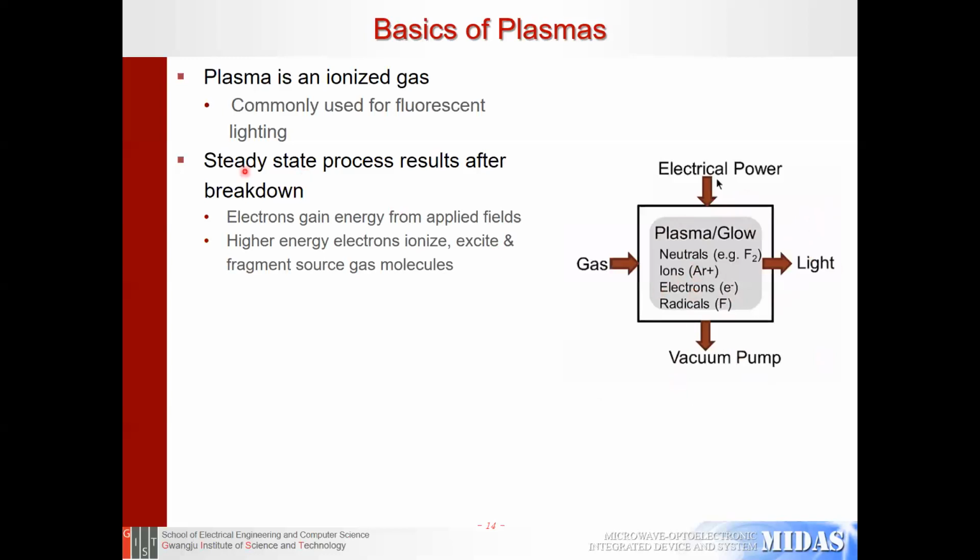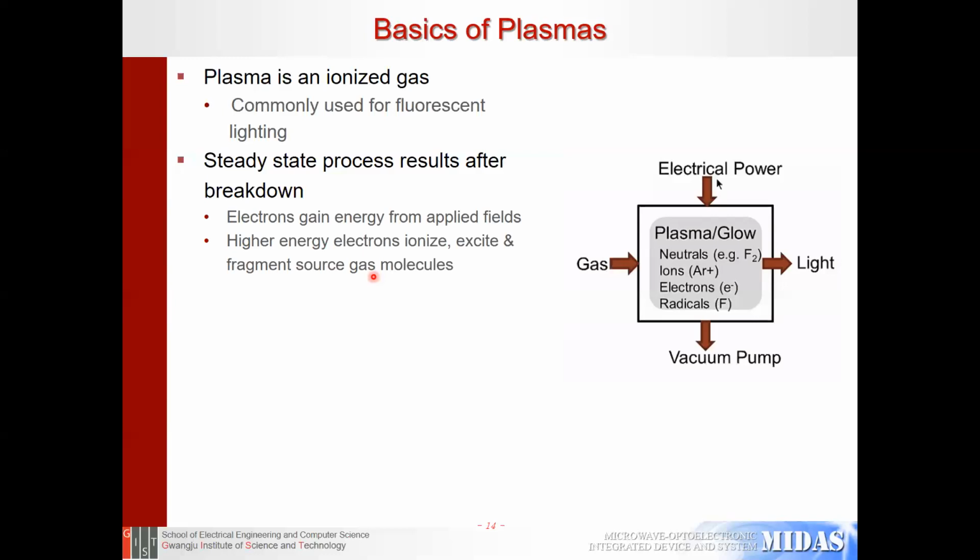In plasma we have neutrals, radicals, ions, and electrons. As we say, the plasma is a steady state process that results after the gas breakdown. The electrons gain energy from the applied electric field that is developed due to the RF power applied. The higher the electron energy, the more their collisions will cause ionization, excitation, and fragmentation of the source gas molecules.